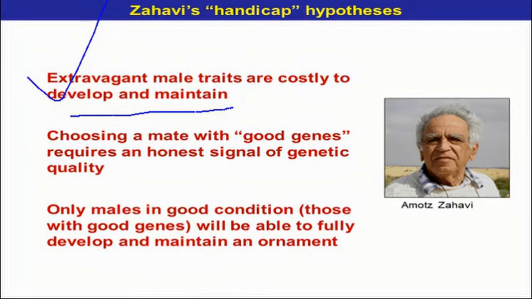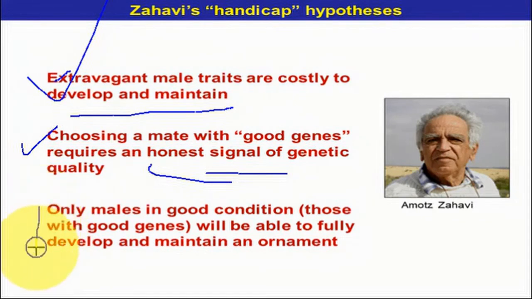Choosing a mate with good genes requires an honest signal of genetic quality. So when a female selects or chooses a mate, it has to understand that there are some good characters. It has to get the signal that there are some good characters in this male, good genes in this male, which are the preferred characters that the female is looking for. So the honest signal is needed from the male to make the female understand that good genes are there in this male. And when these extravagant characters are maintained, it signals that this male has good genes because it can maintain such extravagant traits in its body.